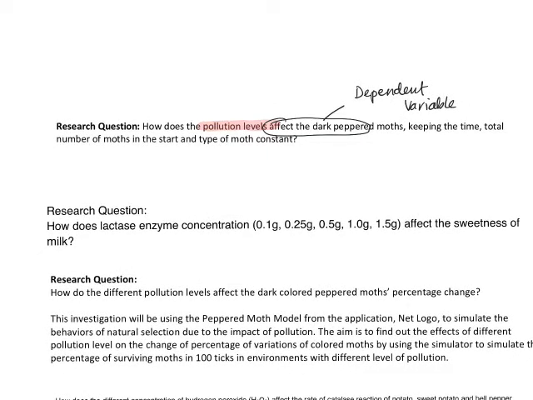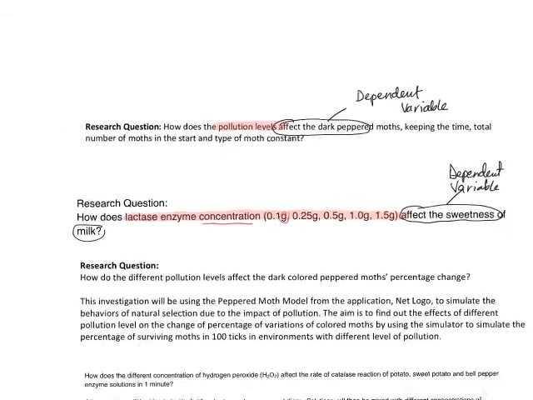So how does lactase enzyme concentration affect the sweetness of milk? Okay, there's some really good things here. Number one, again, it seems very clear what the independent variable was. They listed them, which you can do if you want. Although I do want to point out something: an amount, which is grams, is not a concentration. So that's a problem with this. And then it says affect the sweetness of milk. So this is not a clear dependent variable because I don't know how they're going to measure it. If they had followed it up with a second sentence saying how they're going to measure it, then I think it probably would have been okay.